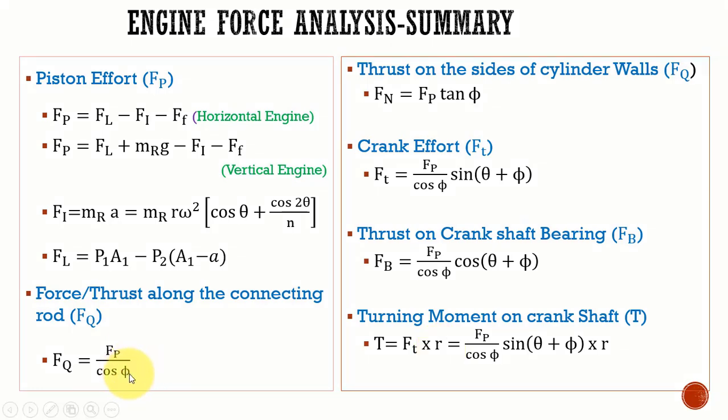The value of phi can be found using this formula, in which the angle phi can be found by using the value of theta and n. The theta value will be provided in the problem. It is the angle between the crank and the line of stroke. Phi is the angle between the connecting rod and the line of stroke. So these are all the formulas that we need to remember as far as engine force analysis is concerned.